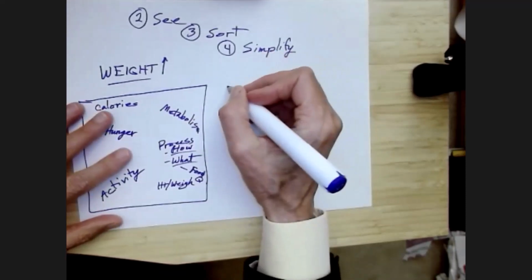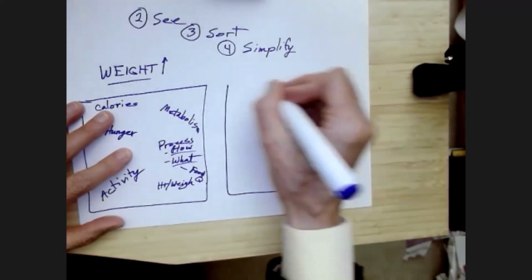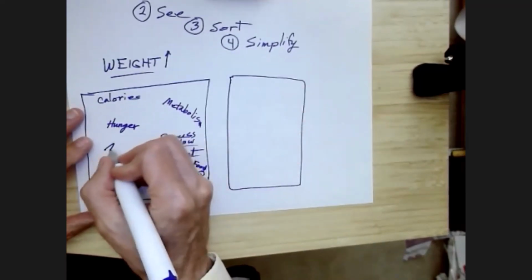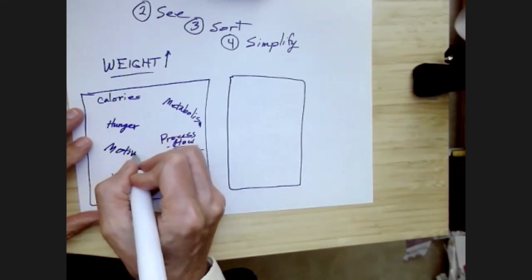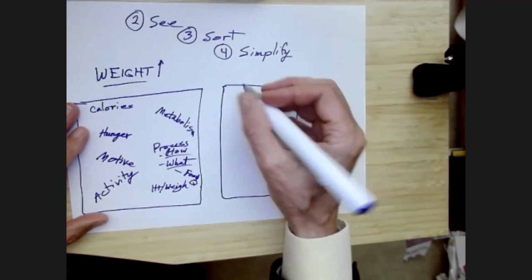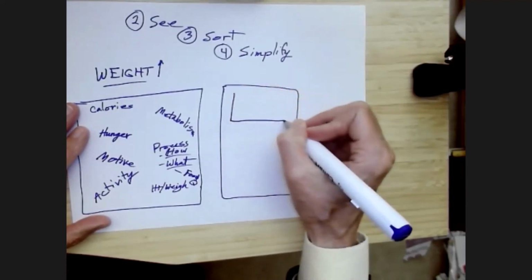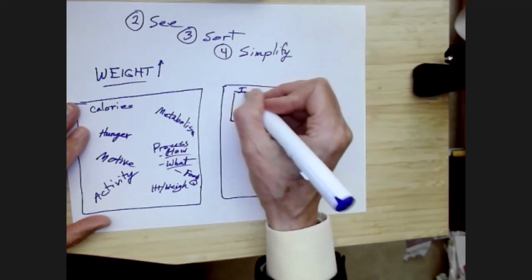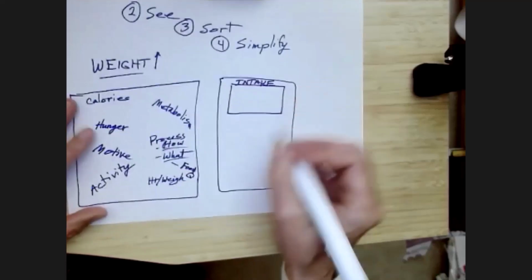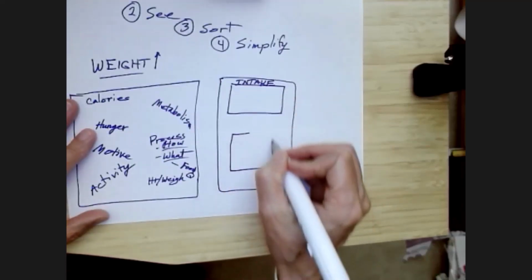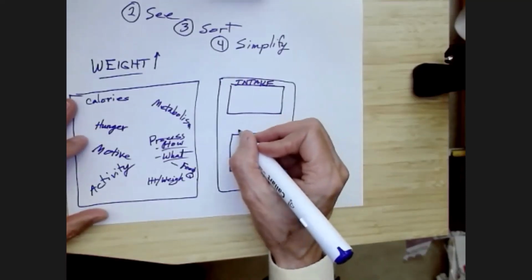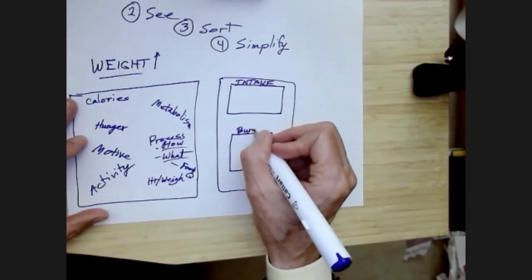Actually, when we move to the sorting process, you look at these pieces and what you begin to appreciate, we could have also motivation over here. You're at a party or home, etc. But basically it turns into intake, and it turns into the burn rate or the outtake.